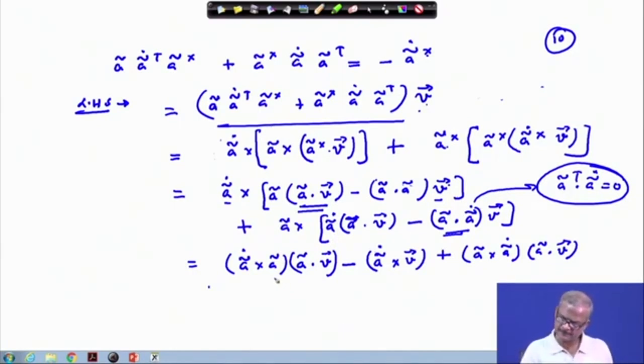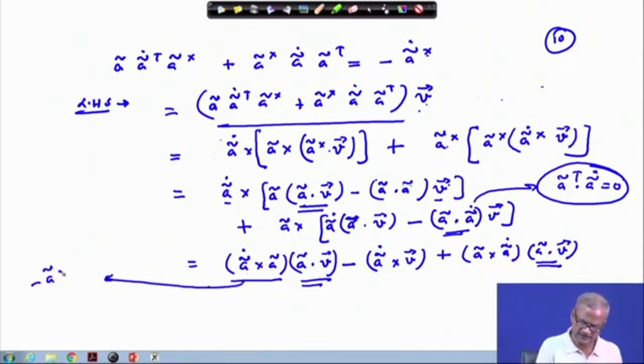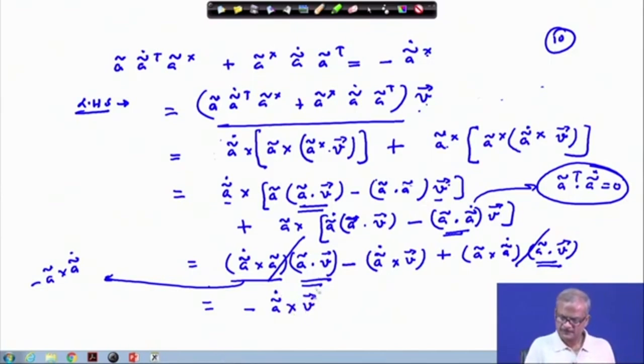So overall, now you look into this part, these two are the same, and here the dot comes afterwards, while there your dot comes in front. So this is nothing but minus A tilde cross A tilde dot, this quantity. So this and this they cancel out and what we get here is minus A tilde dot cross. So this we can write as minus A tilde dot cross.